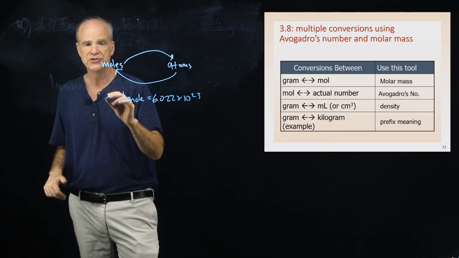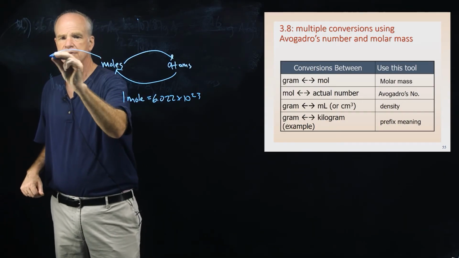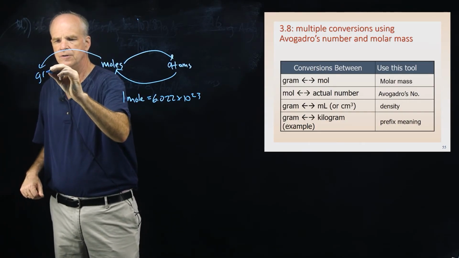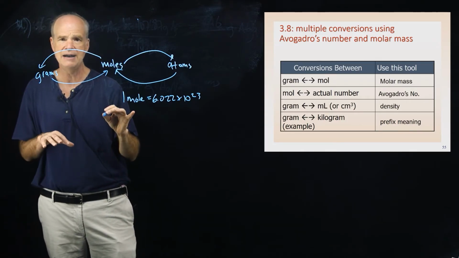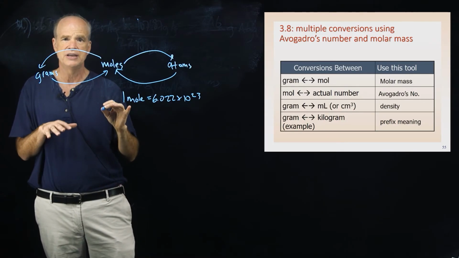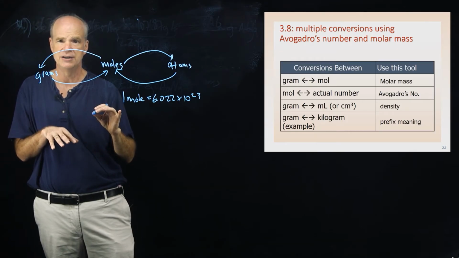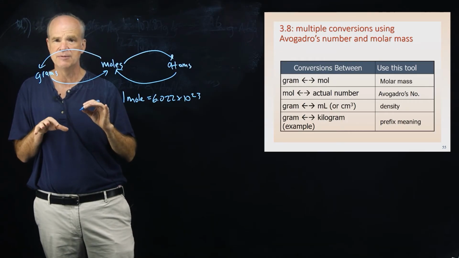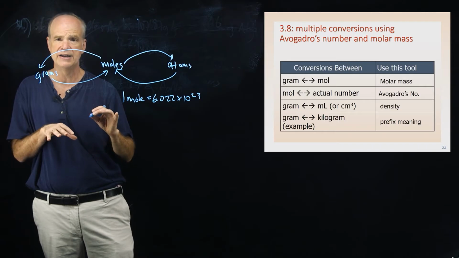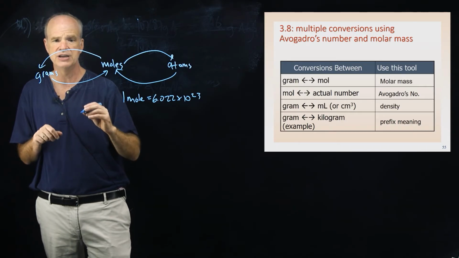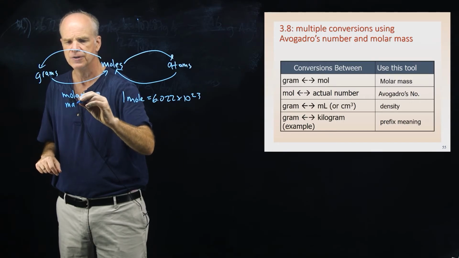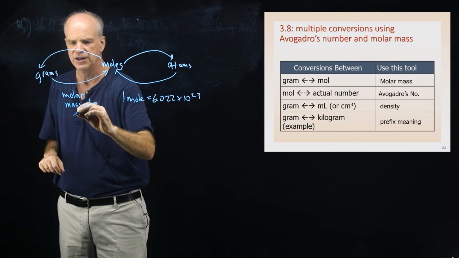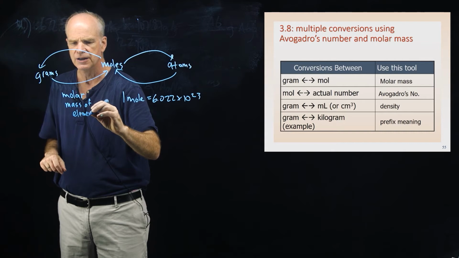Now, from moles, you can go to grams, and grams back to moles. And here, you'll have to look up what the atomic weight of that element is. And whatever that number is, that is the number of grams of 1 mole of that element. So that would be the molar mass of the element. So here, I'm just going to write molar mass of element.